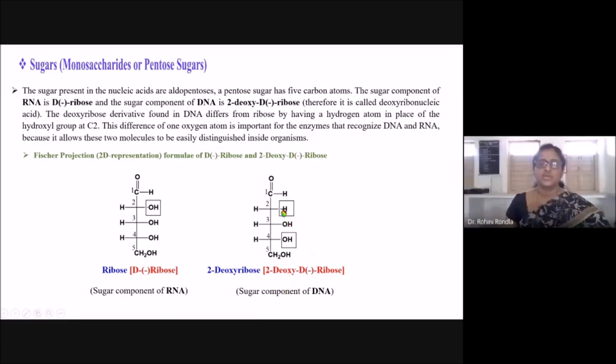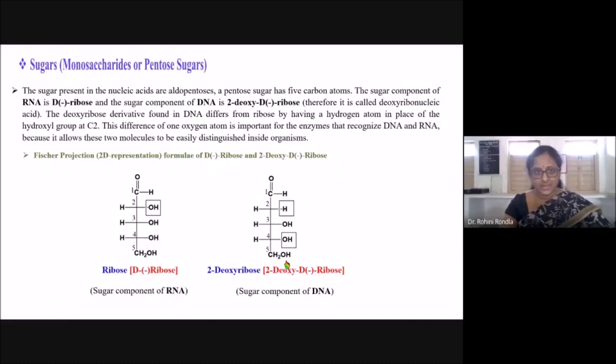Second carbon, very good. So due to the absence of OH, or absence of oxygen at the second carbon atom, in the ribose we can see a hydroxyl group at the second carbon atom, but in the 2-deoxyribose there is no oxygen atom, just hydrogen is there. So that is why the name is 2-deoxyribose. Only that is the difference between RNA and DNA. That is the main difference. So based on that difference we can distinguish these nucleic acids in different organisms also. Okay, this is about sugars, or monosaccharides or pentose sugars.